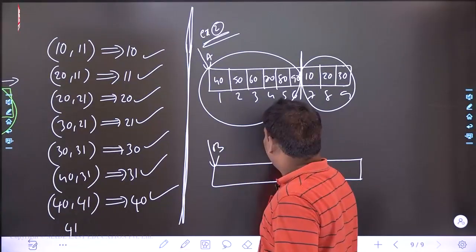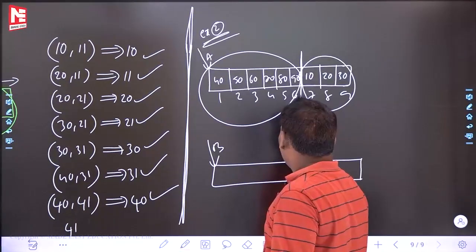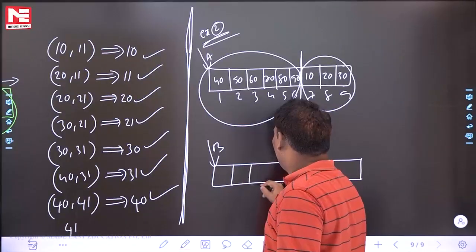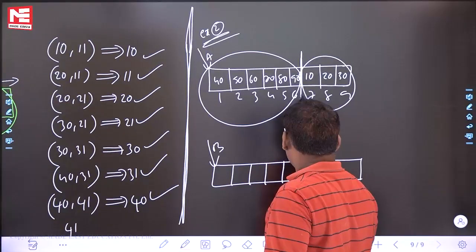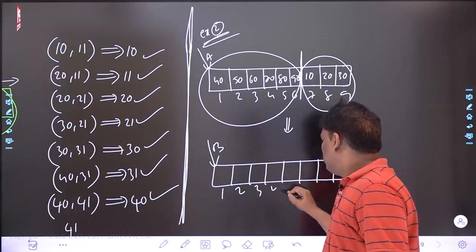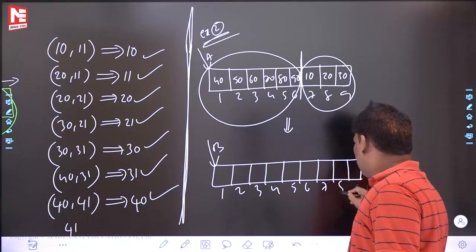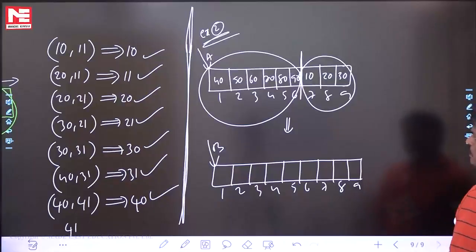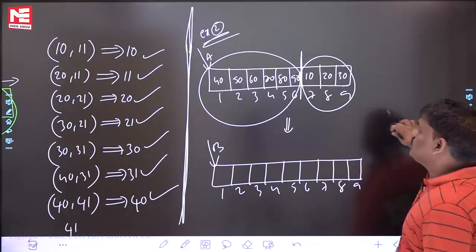Array name is B. To keep the result, take one more array with 9 slots: 1, 2, 3, 4, 5, 6, 7, 8, 9. Right, so I think everything is ready now. So I am starting the merge algorithm.